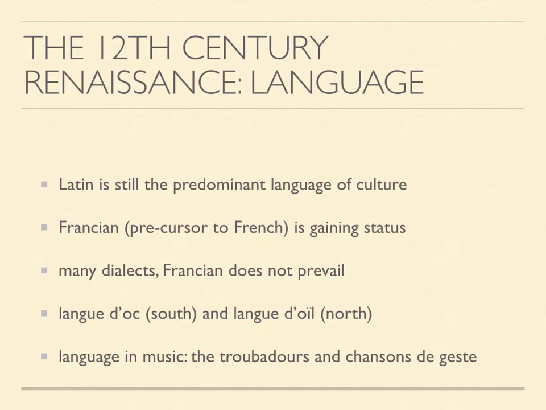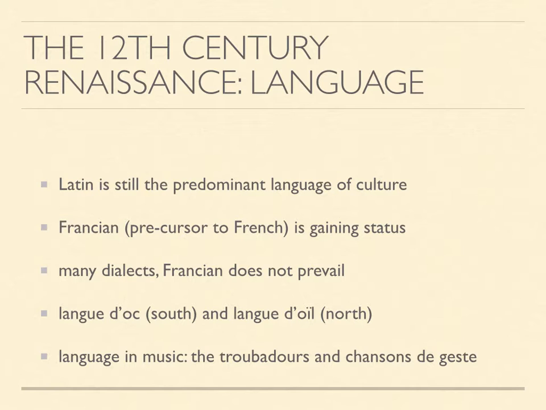Francian, which is the dialect spoken by the Capetians, is gaining status, meaning it's a language of power. So if you think about today's society, you would think of English. English is the language of power in the world today, but it hasn't always been so, and it might not always be so in the future. At some point, French was. At some point, Latin was. So those things change. But right now, English is the language of power.